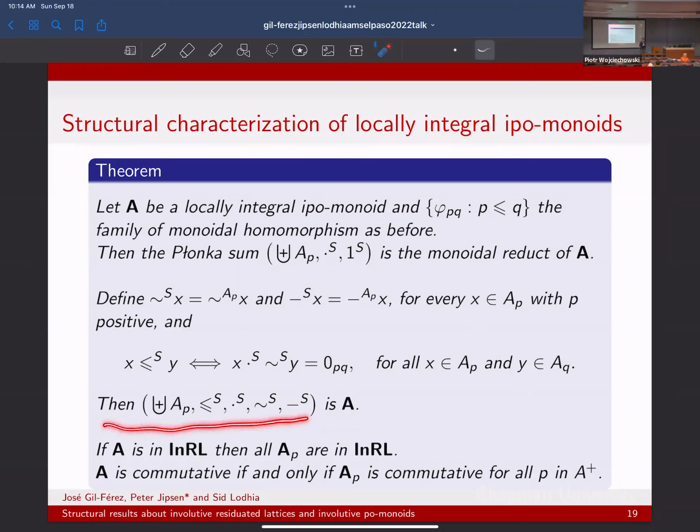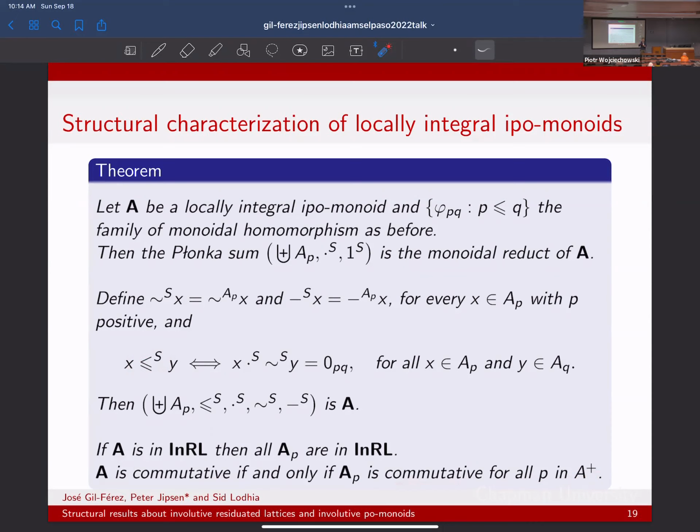And then the conclusion is that this disjoint union of the components is A. It's not isomorphic to A, it is identical to A. It is exactly the same thing as A. You've reconstructed A from its pieces. If A is an integral residuated lattice, then all the pieces will be integral residuated lattices. And what you're reconstructing, this partial order, will be a lattice order. And if it's commutative, well, it'll be commutative if and only if the components are commutative. And in fact, this last observation is true for many other identities.